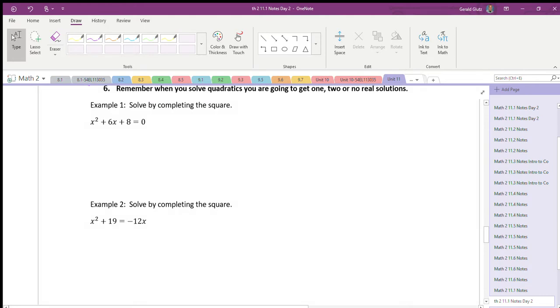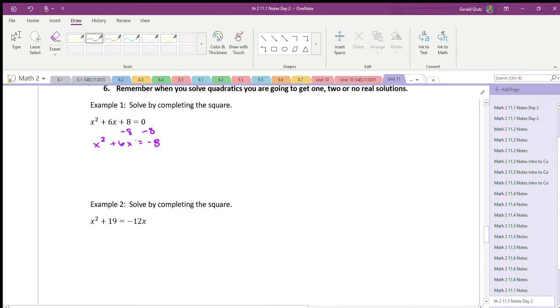So example 1, we're just going to do the same thing that we did yesterday. We're going to solve by completing the square. So first thing we do, I'm going to notice that a is 1, so that's good. So we're going to get rid of c and move it to the other side. So subtract 8 on both sides. So then on the left, we're left with x squared plus 6x, and then on the right, now we have negative 8.